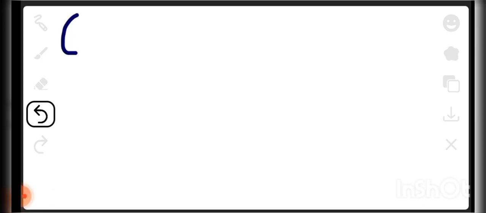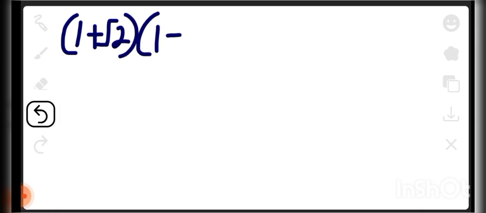To multiply 1 plus root 2 and 1 minus root 2. Let's multiply this by this. Let's do that to see what we're going to have. So remember the first thing, this one multiplies everything here.